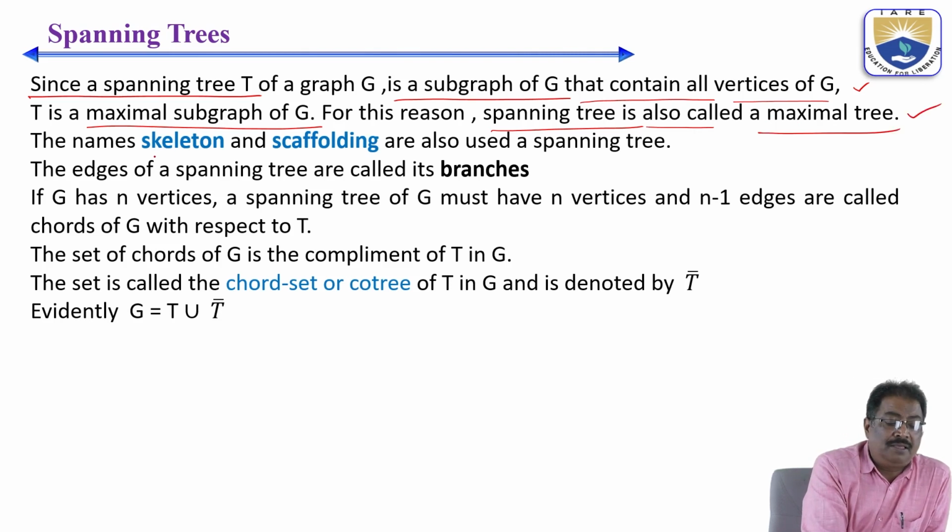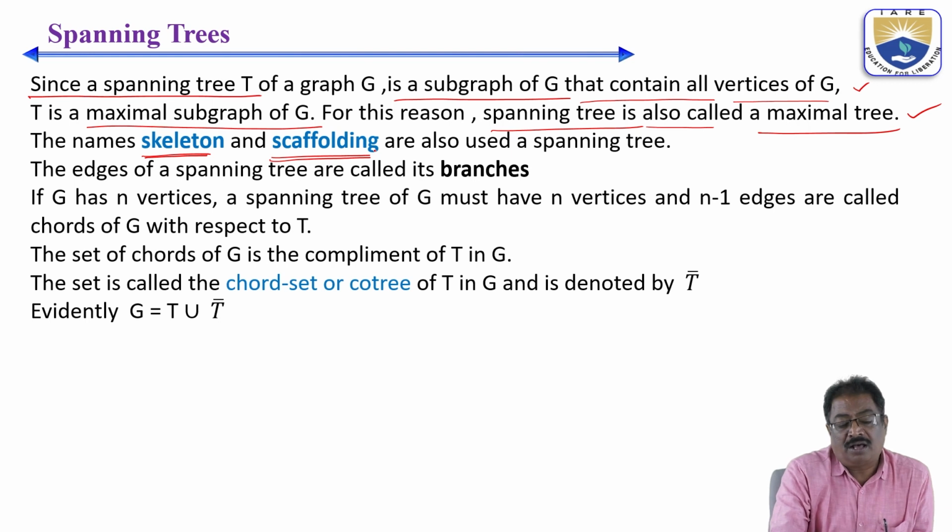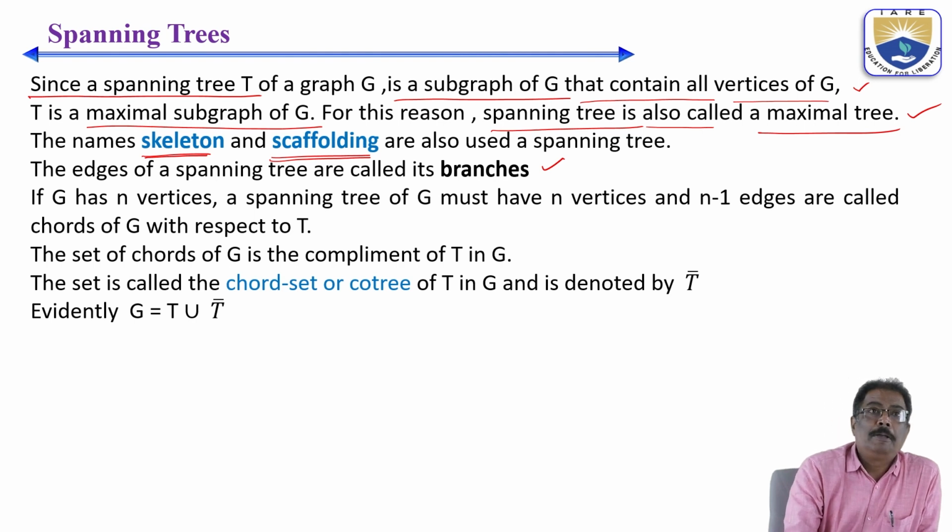So a spanning tree can also be named a skeleton or scaffolding. The edges which are there in the spanning tree are known as the branches.